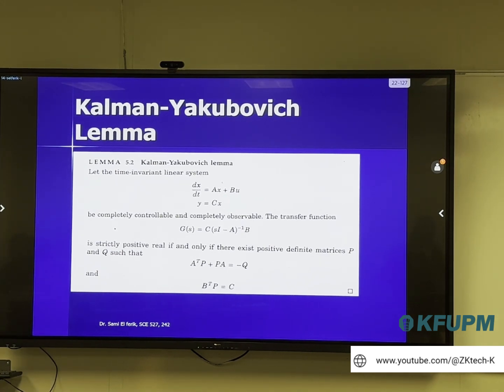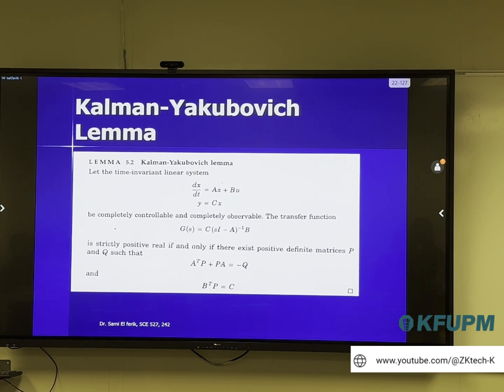So one way for us to see if there is a P or there is no P is to compute the transfer function of the system, and then show that the transfer function is strictly positive real. But before computing the transfer function, we need to check controllability and observability. Otherwise, we have to take the controllable part and the observable part of the system, and see if working with only those parts is enough.